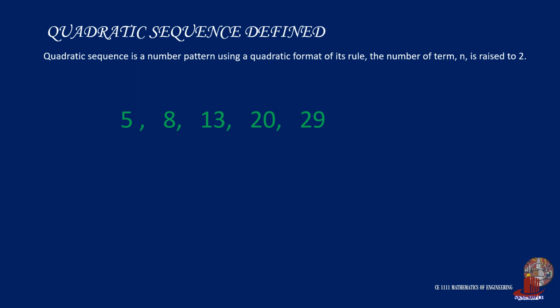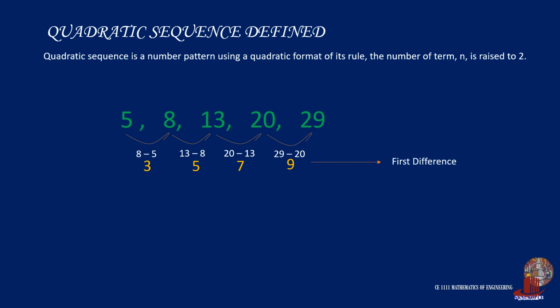With the sequence 5, 8, 13, 20, and 29, we can take the difference of the terms and we get varying values, such as 3 from 8 minus 5, 5 for 13 less 8, 7 from 20 minus 13, and 9 from 29 less 20. These values are the first differences.